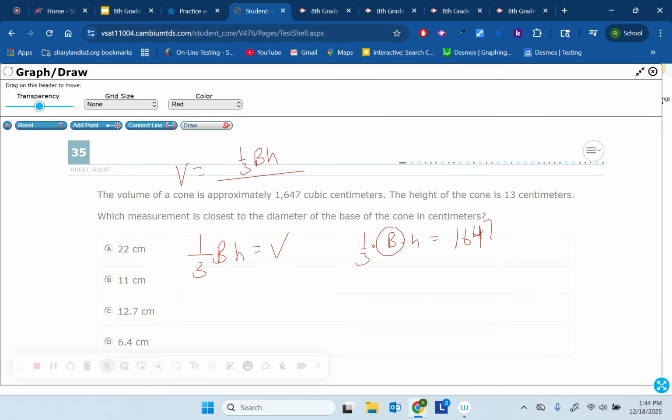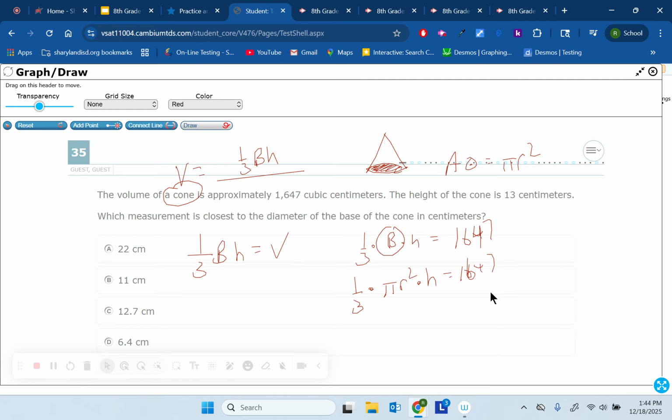I need to find the area of the base of a cone. Well, a cone looks like this, right? And the base is a circle. So the area of a circle equals pi r squared. So 1/3 times pi r squared times the height gives me that 1647.